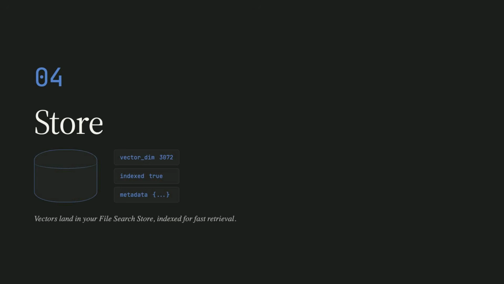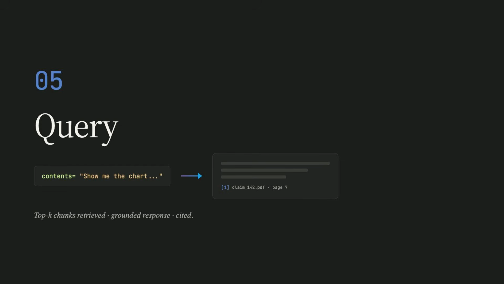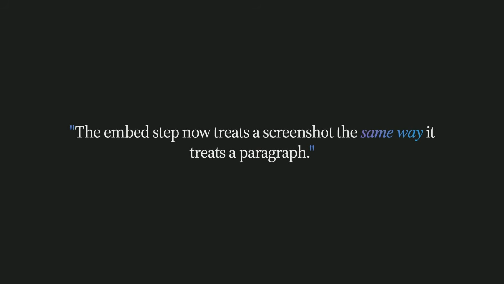Now, the fourth stage is storing. A vector lands in your file search store, indexed for fast retrieval along with whatever metadata you attach. Fifth stage is query. You pass file_search as a tool on a generate content call. The model retrieves the top K chunks, optionally filtered by your metadata, and produces a grounded response with citations. Now, the thing I found genuinely interesting here is that the embed step now treats a screenshot the same way it treats a paragraph. This is pretty amazing.